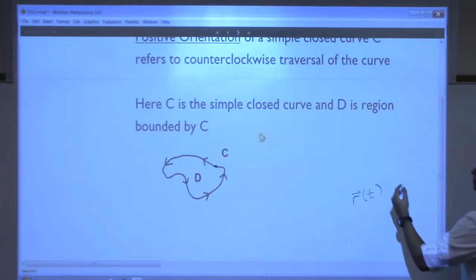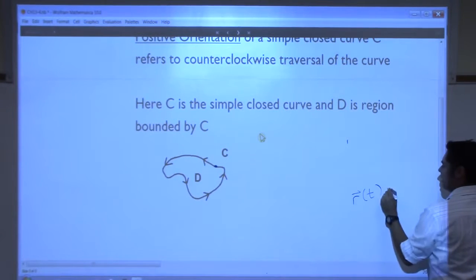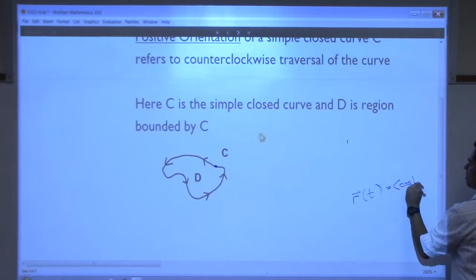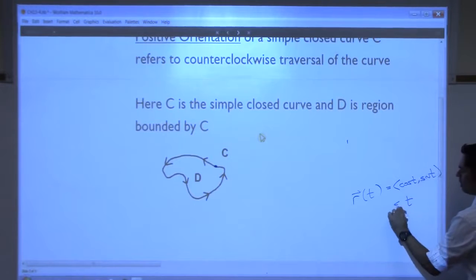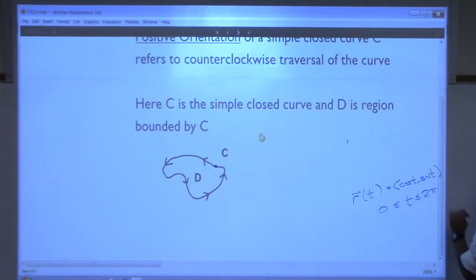So like this right here. r of t equals cosine t, sine t. That should look familiar to you. t is between 0 and 2 pi. That draws the unit circle. Positive or negative orientation? If you start t at 0 and go to 2 pi, it's going to draw it this way, right? Yeah. That would be positive orientation.